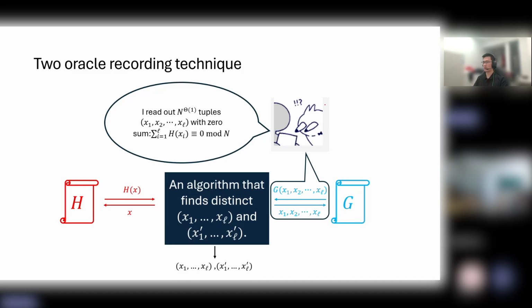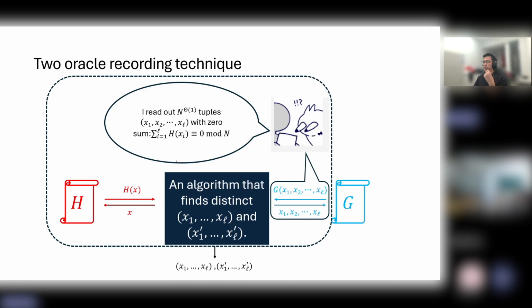And you read out some number of tuples with sum 0 in H. Because the algorithm is trying to find collisions in G, it must have queried so many points on G that you can read out all of these points such that they have sum 0 under H. Then this reduction gives you an algorithm that solves the massive output problem, or the long output problem, where you must find k tuples with sum 0 under H.